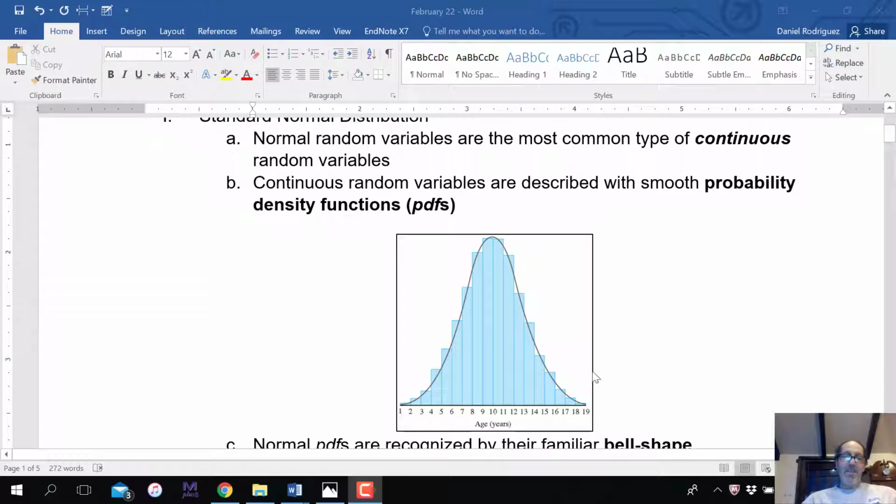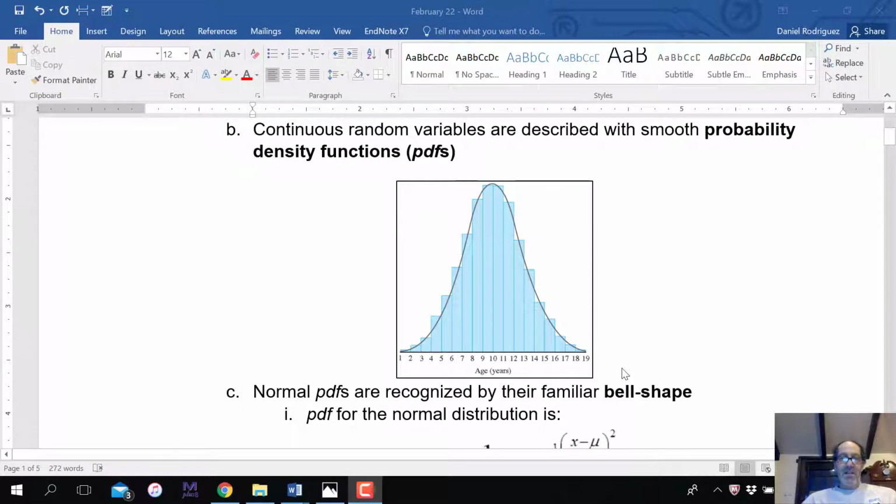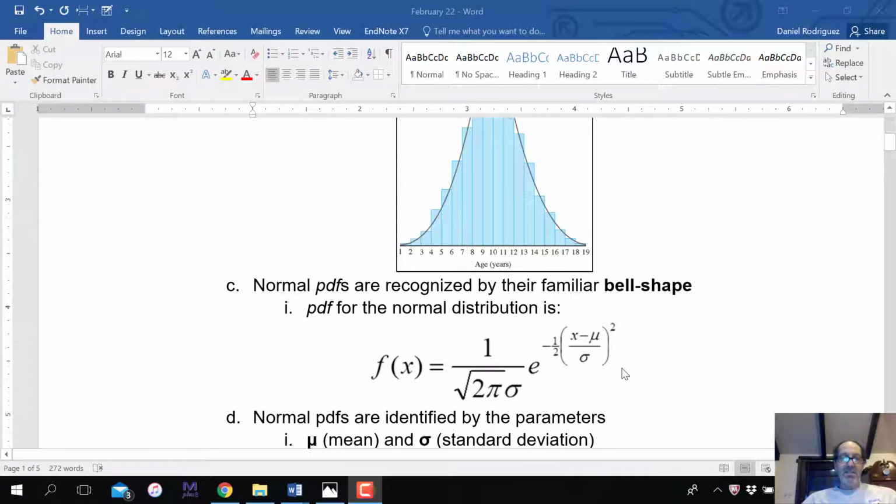So when we're drawing a distribution for a continuous variable, we call it a probability density function. For a discrete variable, because discrete includes categorical, ordinal, counts, we have a probability mass function. So this is a probability density function. As I mentioned, it's bell-shaped.